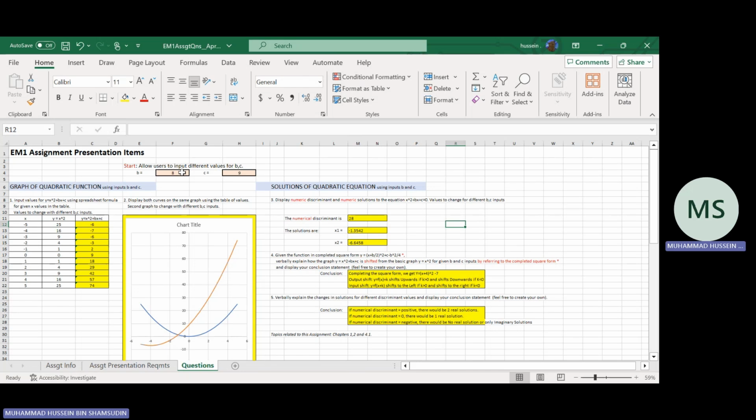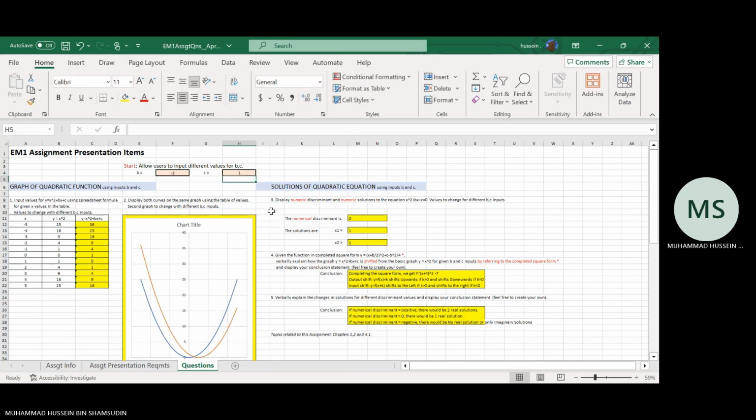Lastly, it is observable that if the discriminant amounts to a positive value, we would receive 2 real solutions. Else, if the discriminant amounts to 0, we will receive 1 real solution. Otherwise, if the discriminant equals a negative value, there would then be no real solutions, or only imaginary solutions.